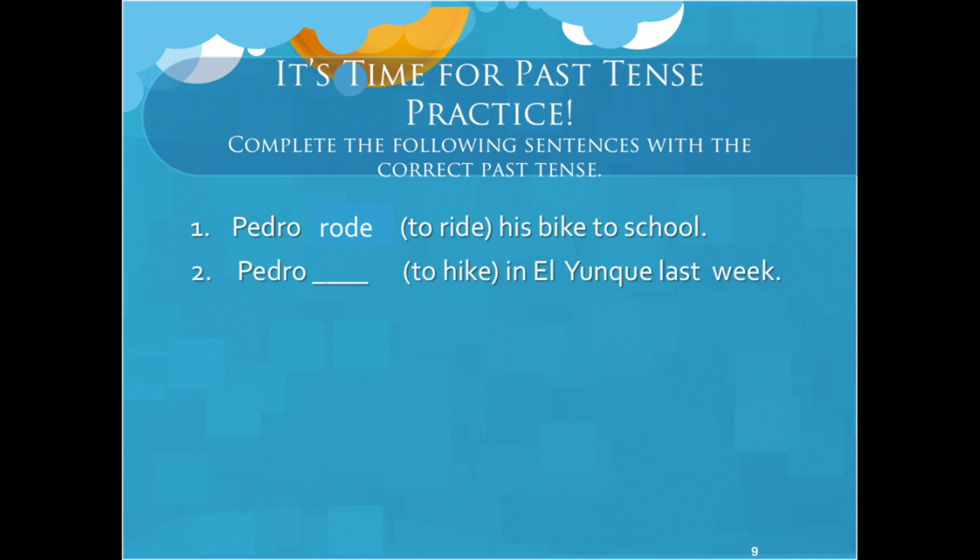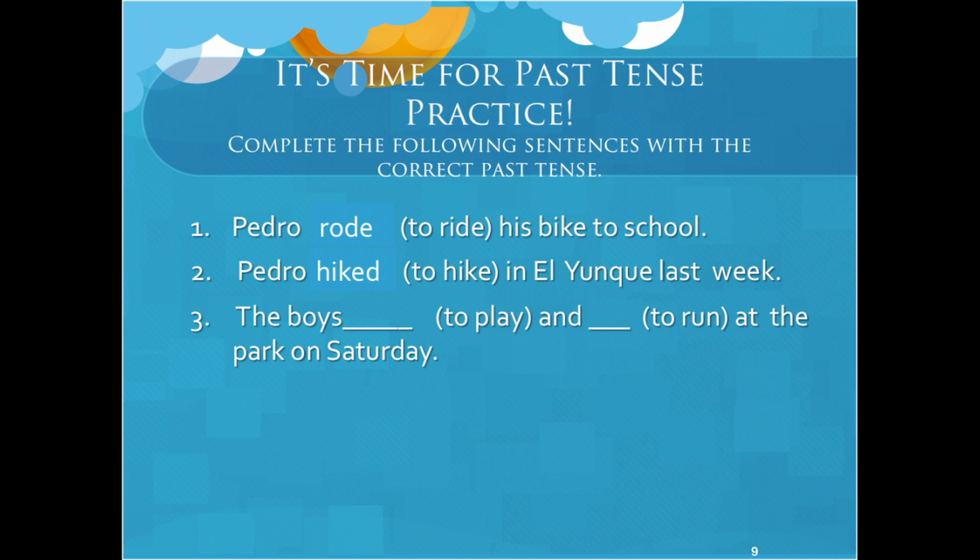Pedro to hike in El Yunque last week. To hike. I think that's a regular verb. Is it, Betsy? Yes, it is. So the past tense would be just to add a D to it because it already ends in E. So Pedro hiked in El Yunque last week. That's right. You're getting good at this, Gail. Thanks. All right. Here's one that's a little bit harder because it has two verbs.